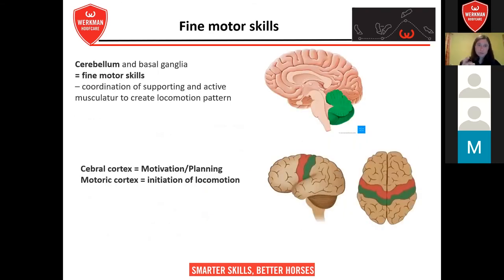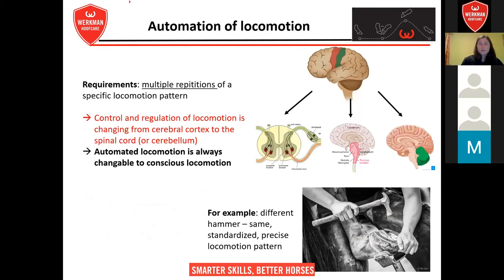Just our fine motor skills, this is regulated by the cerebellum or by the cerebral cortex if you plan some specific motion events, but this is nothing important for standardized walking. Yeah. Walking belongs to automation of locomotion because we do it the whole time.